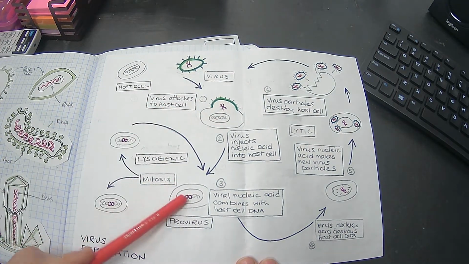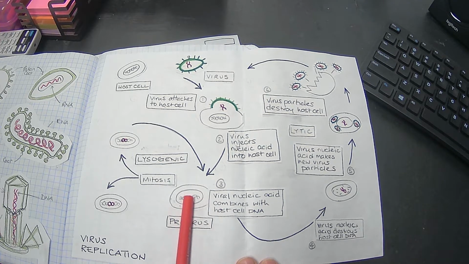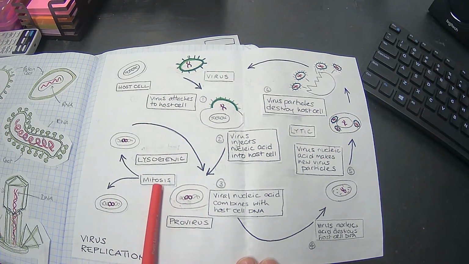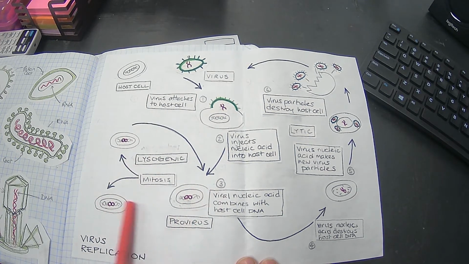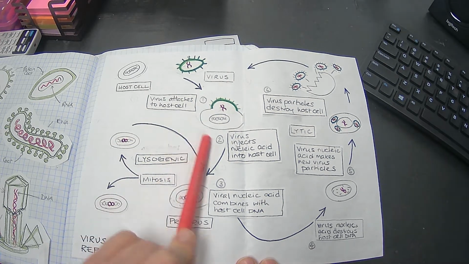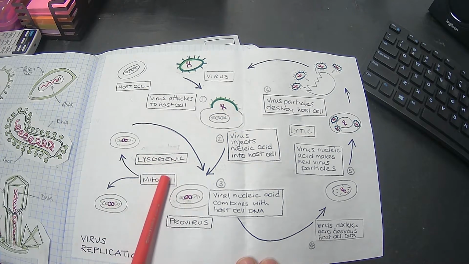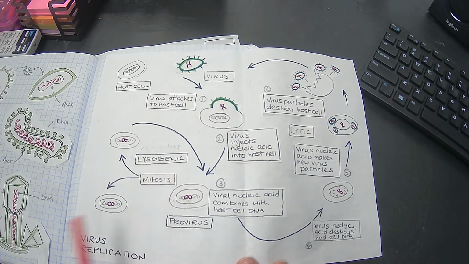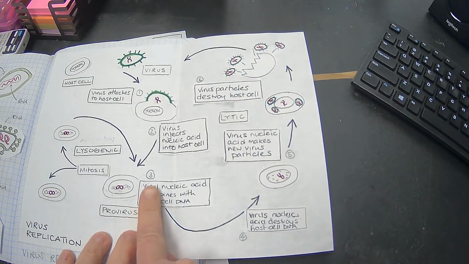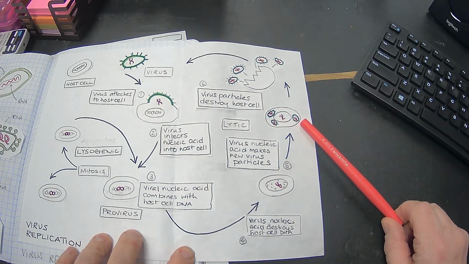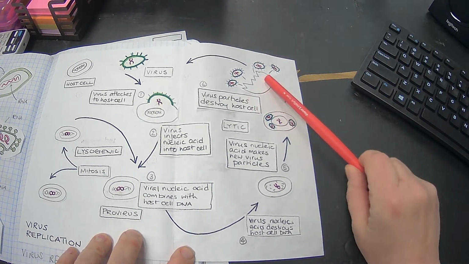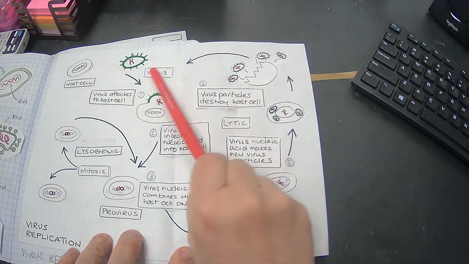It then goes in and the virus nucleic acid combines with the host cell nucleic acid, and then we get mitosis. So basically, we go through the cell cycle. One cell produces two cells, and it keeps going like this. And so the host cells have now got the viral nucleic acid in. Remember, this is the lysogenic phase, and it's asymptomatic. You do not have the symptoms. Then, at some point, the virus nucleic acid switches on, and it converts the host cell into virus-making particles, which then build up in the host cell, burst out, and go find a new host cell.